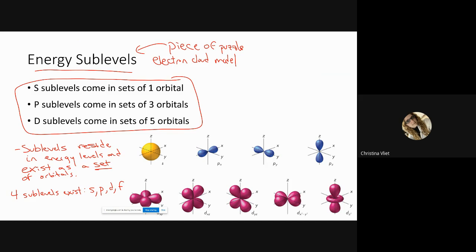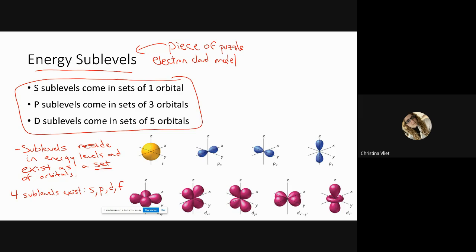You do not need to memorize these shapes. But I do want to point out, is this more complicated? Do the D's look more complicated than the S or the P? Yes. And a key idea is that as the shapes get more complicated, the electrons would have higher energy. So the electrons have higher energy as the orbitals get more complicated.